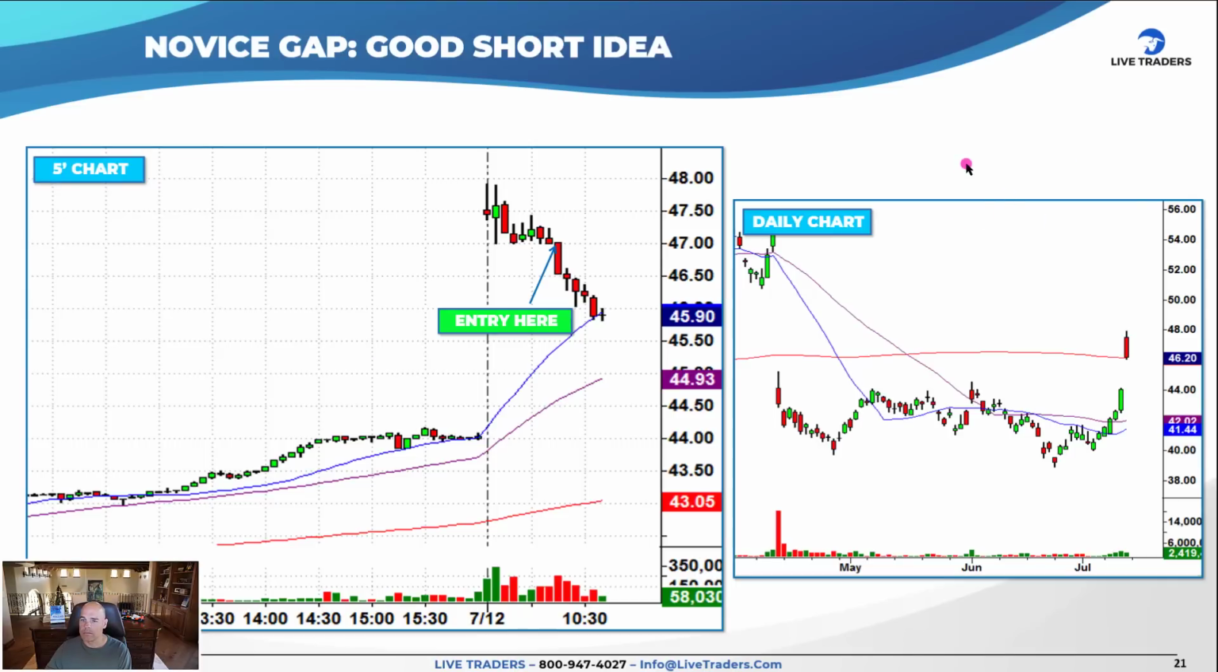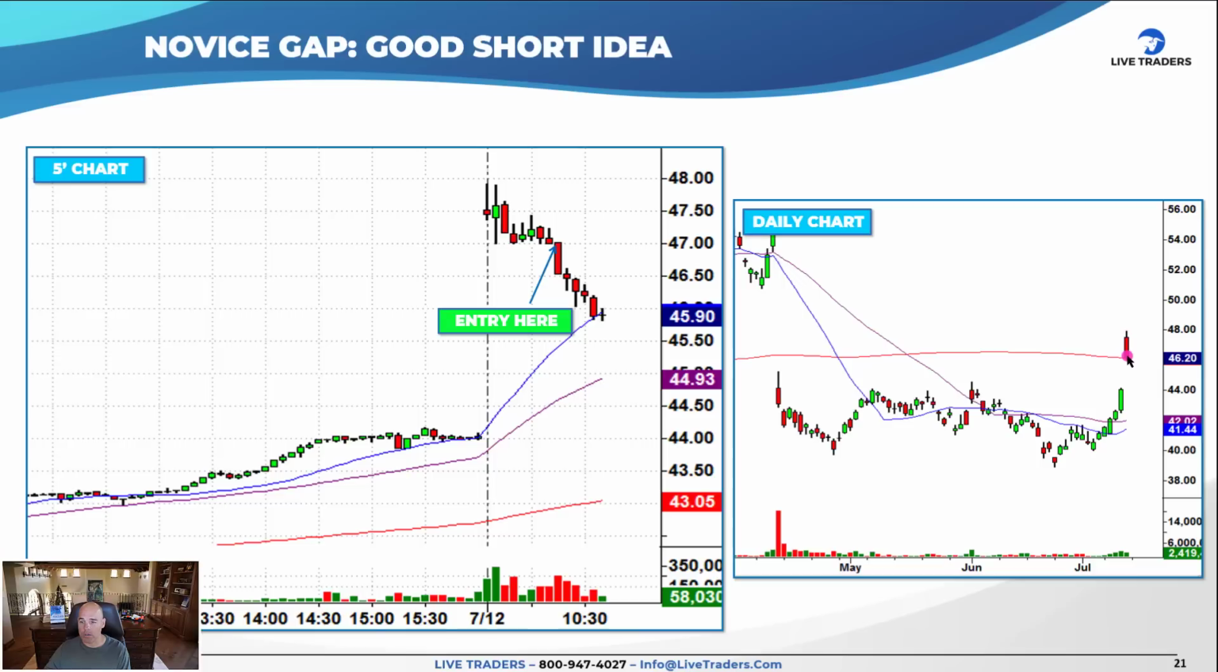Okay, now, same idea, but a little bit different. So now the daily is not the breakdown. We're using a different concept on the daily. The daily concept is a novice gap up, right? 1, 2, 3, 4, 5, 6 bars up, mega gap, maybe not mega, but very big, from $44 to $48, almost 10% on the gap after it's already 6 bars up. This is a novice gap.